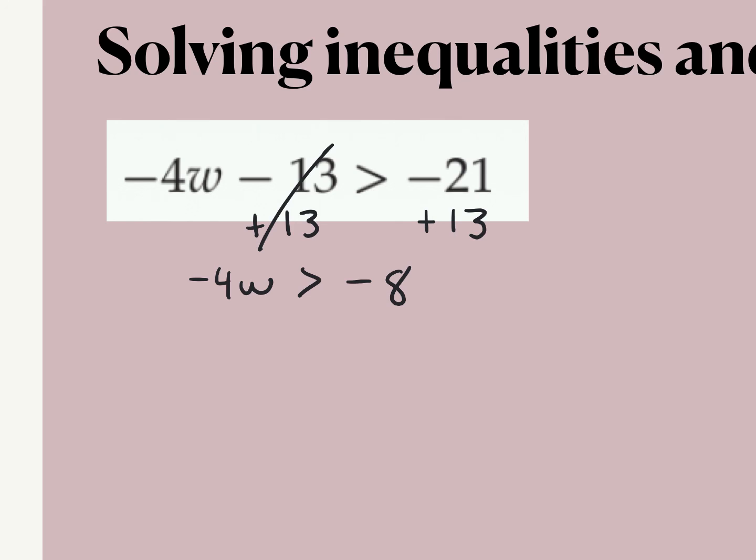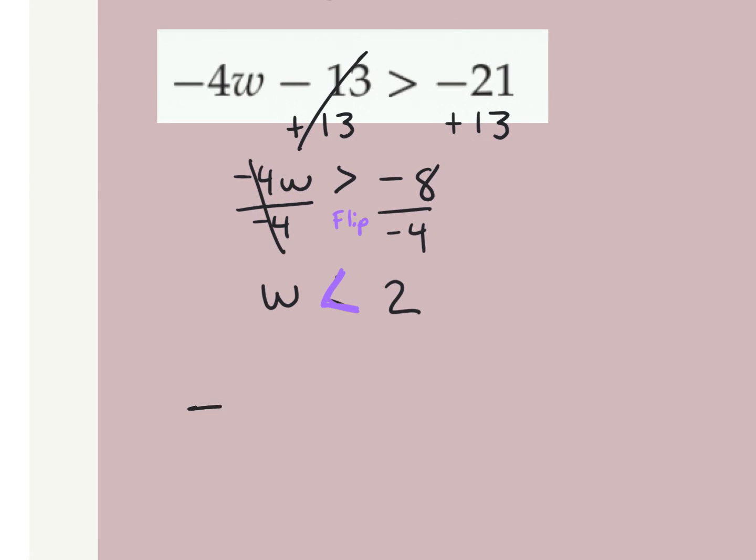What do I do next? Nicole? Divide by negative 4. What do I need to do when I divide by a negative number? Flip the sign. So instead of greater than, it becomes less than. And then what's negative 8 divided by negative 4? 2. So w is less than 2.